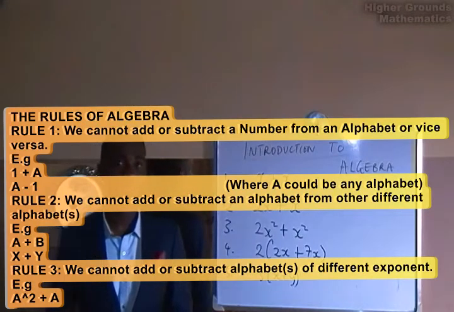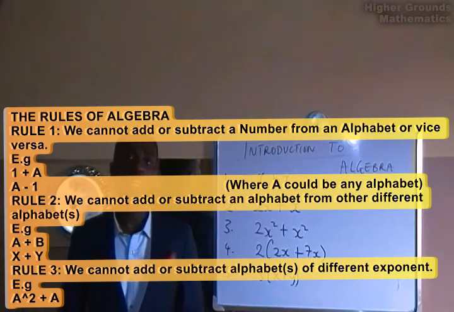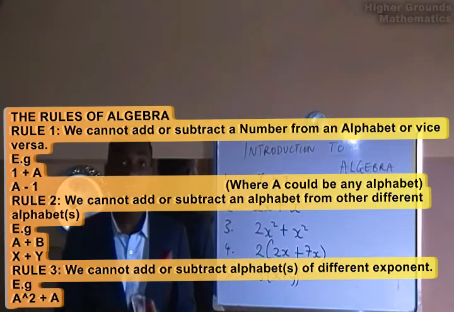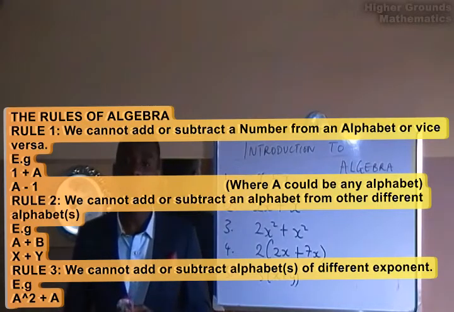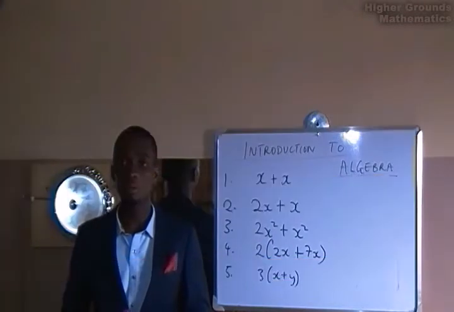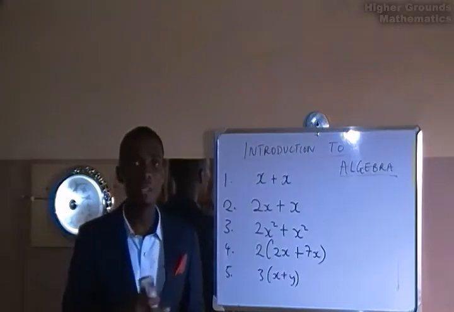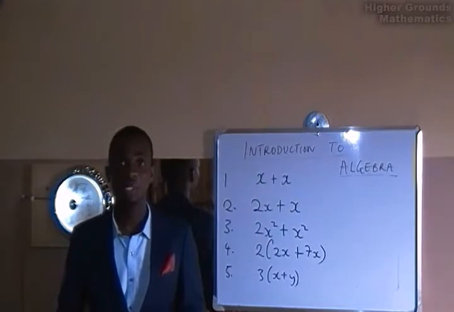Rule number 1, we cannot add or subtract a number from an alphabet. Rule number 2, we cannot add or subtract an alphabet from another alphabet. Rule number 3, we cannot add or subtract alphabets of different exponents. Now these are the basic rules of algebra. I hope I can run you through the following exercises so we can move forward.